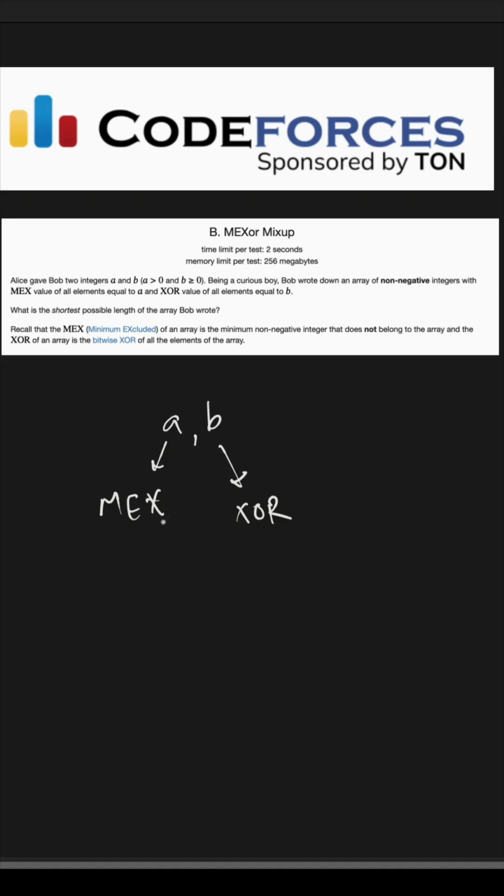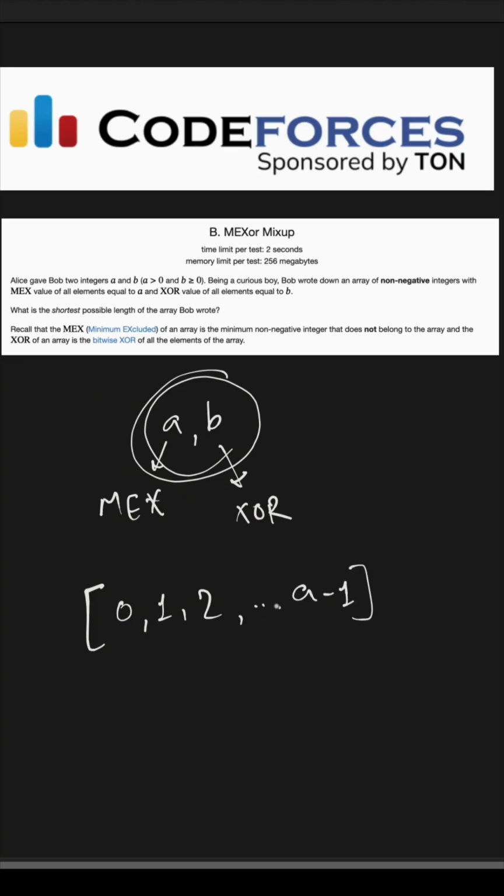So what we have to do is return the minimum size of the array that holds these two conditions. MEX should be equal to a and XOR should be equal to b. So MEX is equal to a, it means that the array should have at least the numbers 0, 1, 2, 3 up to a minus 1. Okay, this should be at least in the array. And after that, if there is something, its XOR should be equal to b.